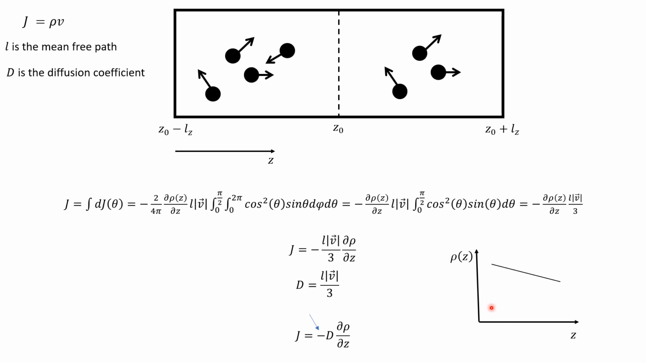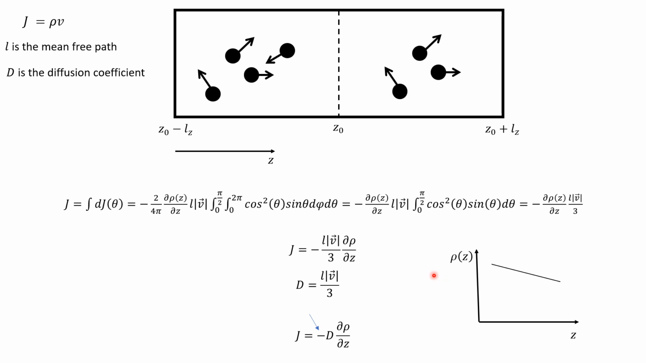If that is the case, then the derivative of the concentration is a negative number, which means that the current is a positive number. So the current will go from left to right, from the region with high concentration to the region with lower concentration. And if we invert the concentration dependence, if we make it increase in the z direction, we reach the same conclusion. The diffusion always points from the region with higher concentration to the region with lower concentration.